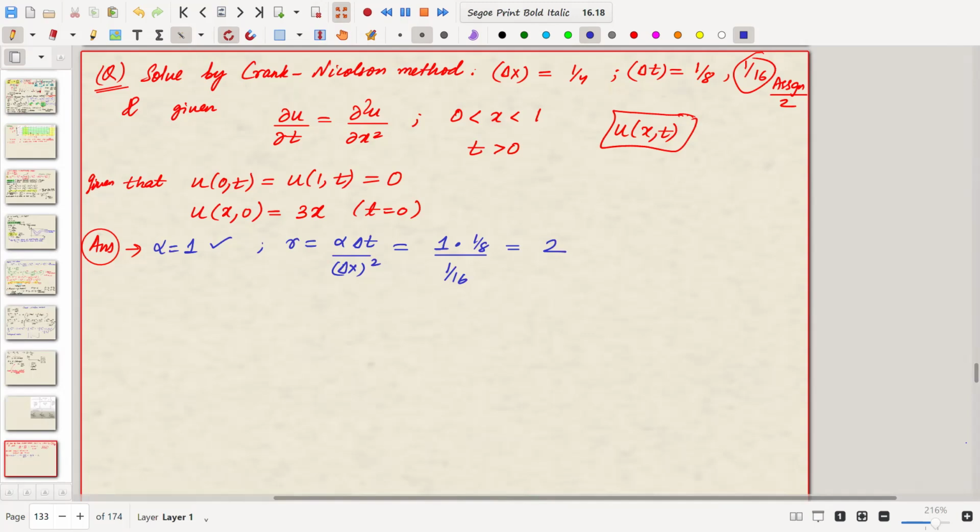Can you use the explicit FTCS scheme to solve this? Why? Yes, Harilal is right. Mod R is greater than 1 by 2, so therefore it is unstable. So you cannot use the FTCS scheme.